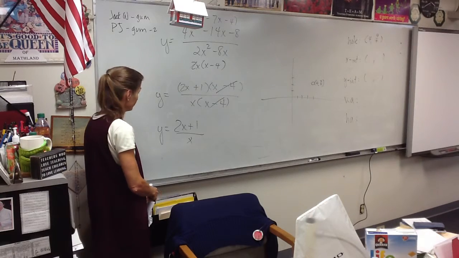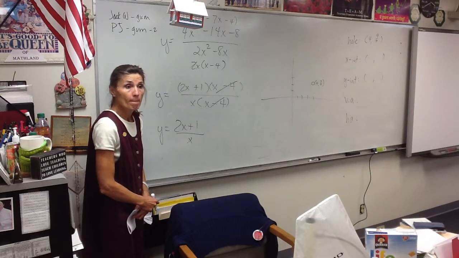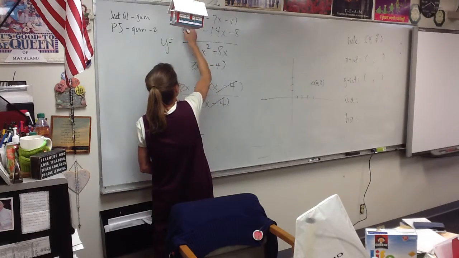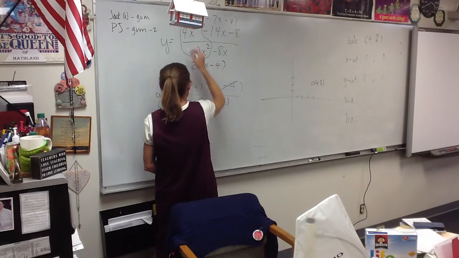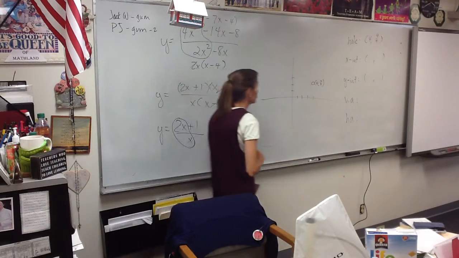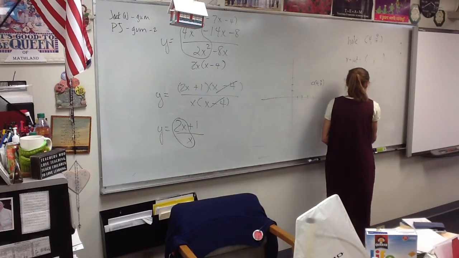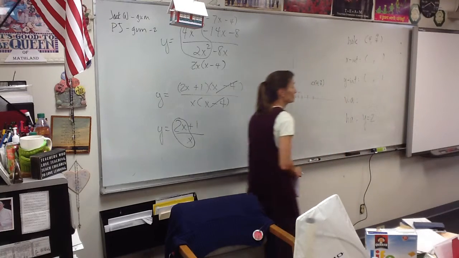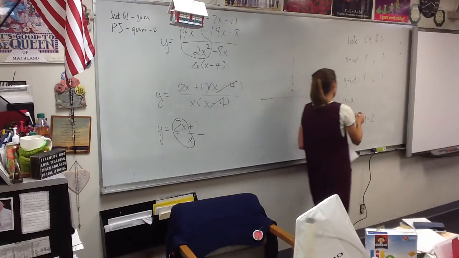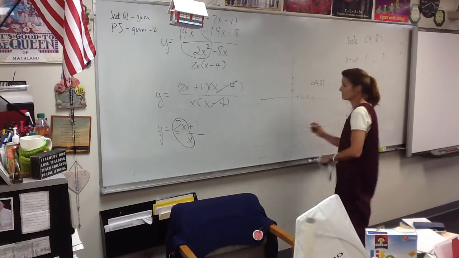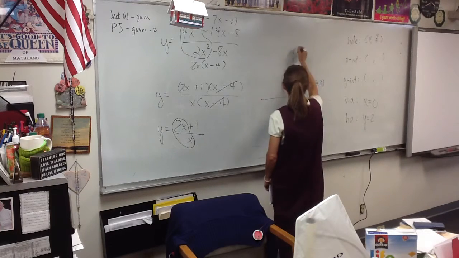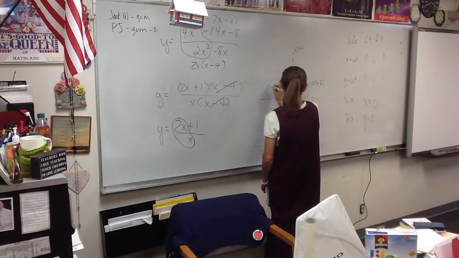y equals 2 is the horizontal. Y equals 2, and I can go back to the original problem, or I can actually look right here, it doesn't matter. Y equals 2 is my horizontal asymptote. Would x equals 0 for the vertical? X equals 0 would be the vertical asymptote, because if you look at your reduced problem, x cannot be 0.